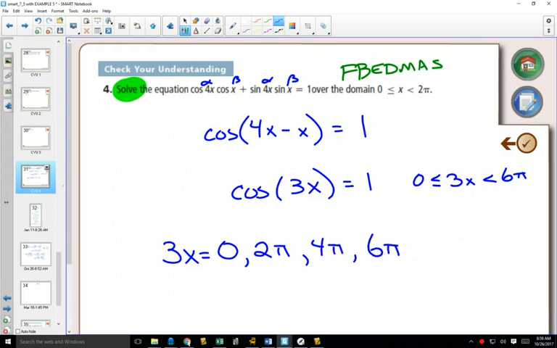And exactly, once you get to that third time around, you say, oh, but there's no equal sign here, so 6 pi can't be included. So we've only got 0, 2 pi, and 4 pi. And that's equal to 3x. So solving for x, we'd have to divide everything by 3, which is the same as multiplying by a third. And there are our 3 answers between 0 and 2 pi.